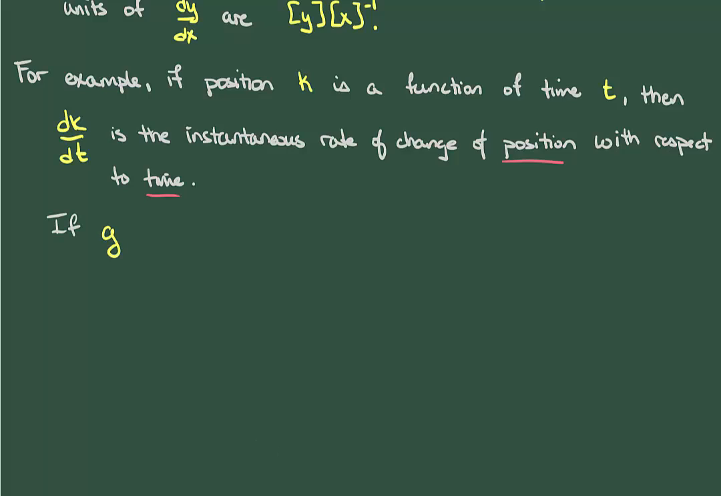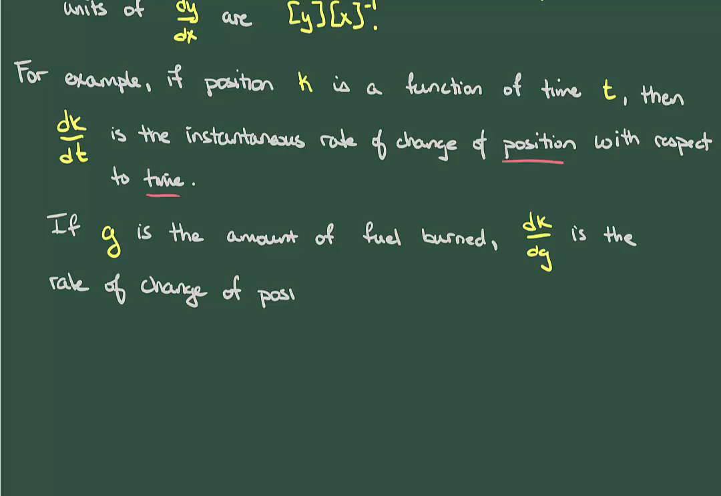Now we could change this example up a bit by saying let g be the amount of fuel that we burn, in which case dk dg is now the instantaneous rate of change of position with respect to the amount of fuel burned. Conveniently, we didn't have to redefine the relationship between k and g. We were able to use this notation, called Leibniz notation, to go directly to the change of k in g.